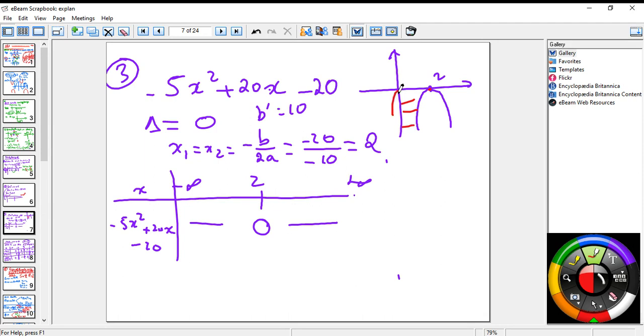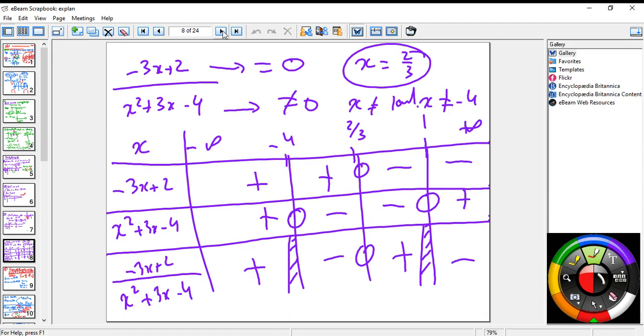Look here, those are the values of y. They are all negative. So what is the sign of this one? It's negative all the time, but don't forget to put the value of 2, and it's 0. It's negative all the time, and 2 makes this expression 0. Okay, another example.